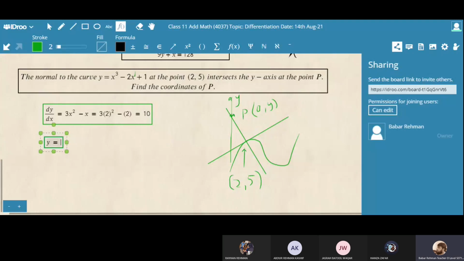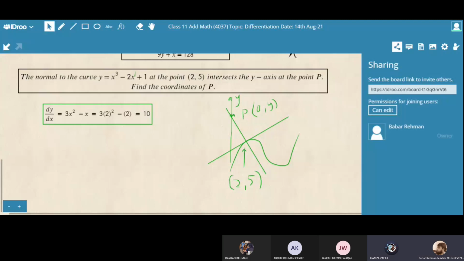Hello, student. First, we find the equation of normal. Do we need to find y? Already the 2, 5 are given to us. Do we need to find? Hello? Gradient is 10. So find the Yes. equation of normal.